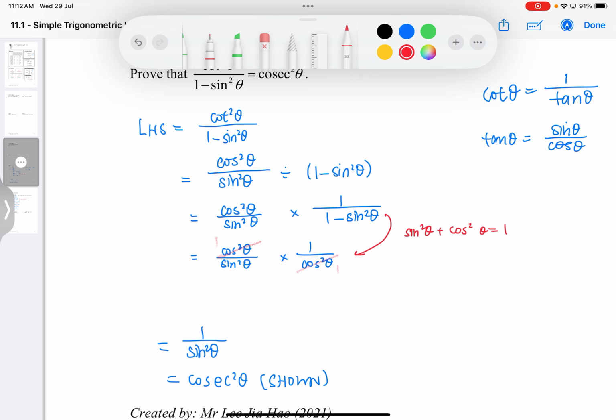Yesterday I went through 10F, right? I haven't finished yet, so can we go and look at 10F, question 4? So let's go to worksheet 10F.